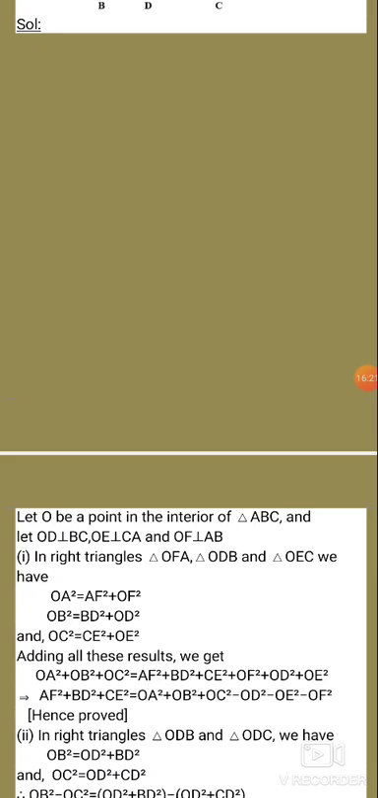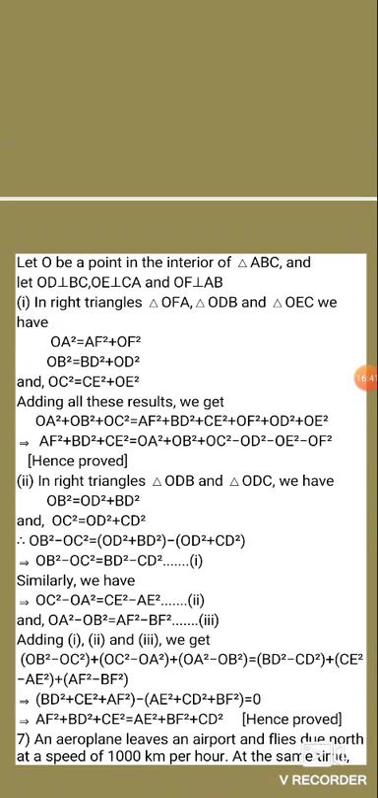You need to prove this one last. AF square plus BD square plus CE square is equal to OA square plus OB square plus OC square minus OD square minus OE square minus OF square. So this one we need to prove. Now the next one, in right triangles. Next one also you need to prove for this question itself.